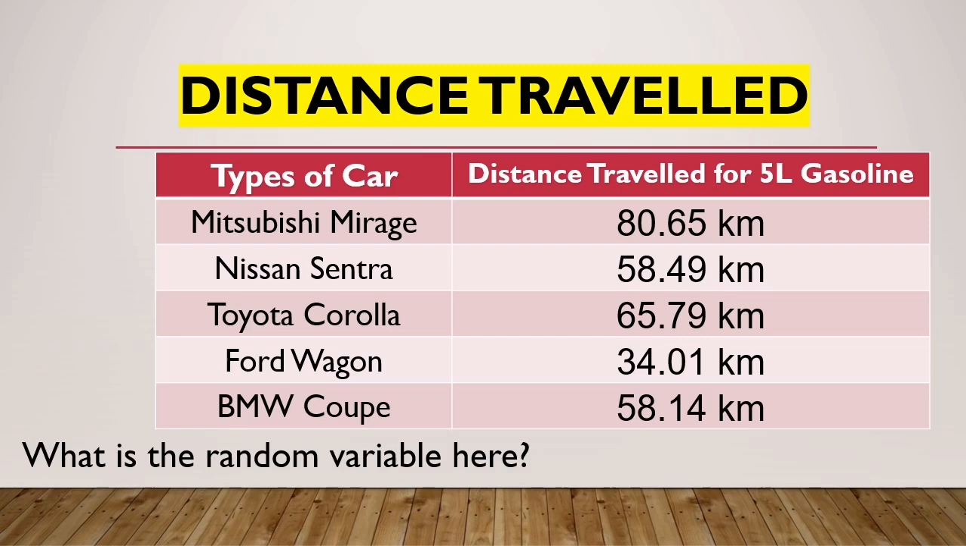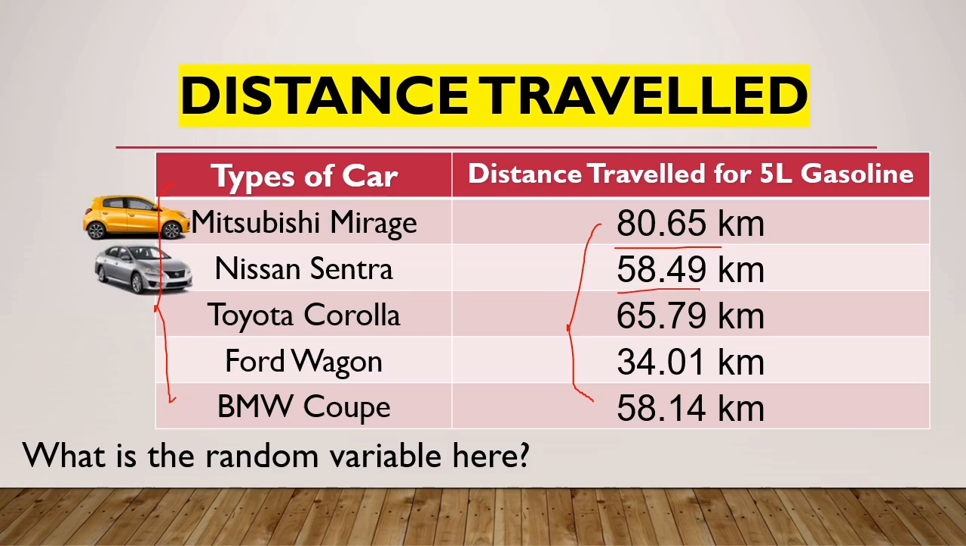So we have here the table that shows the data for our distance traveled. On the first column of our table, we have here the types of car. And on the second column, we have here the distance traveled for each type of car for 5 liters of gasoline. So for the Mitsubishi Mirage, we have here 80.6500 kilometers. For the Nissan Sentra, we have 58.4900 kilometers. For the Toyota, we have 65.7900 kilometers. For the Ford, we have 34.100 kilometers. And for the BMW, we have 58.1400 kilometers.